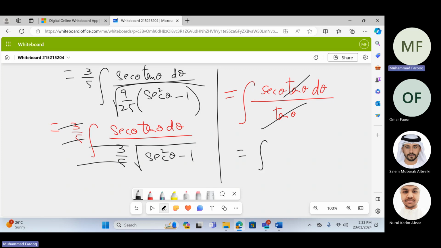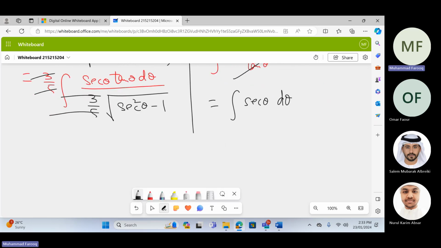Now you need only the secant theta integration. I told you already a shortcut: the integration of secant theta is ln of the absolute value of secant theta plus tan theta, plus c, because there's no limit. But the question doesn't end here. You have to put back the theta value now.